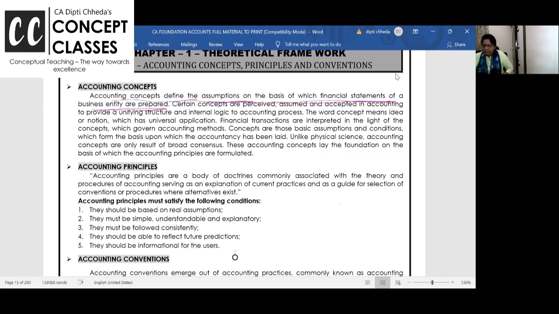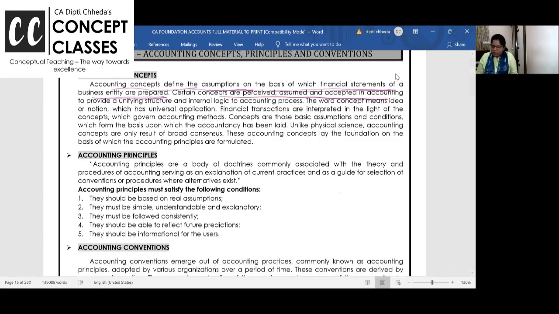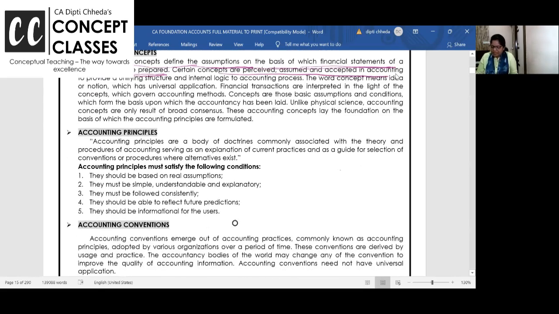It defines assumptions on the basis of which financial statements of a business entity are prepared. Okay? Certain concepts are perceived, assumed, and all. So that's fine. Now, what do you mean by accounting principles?